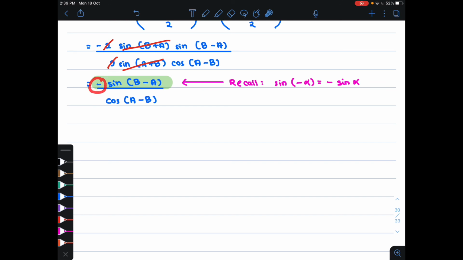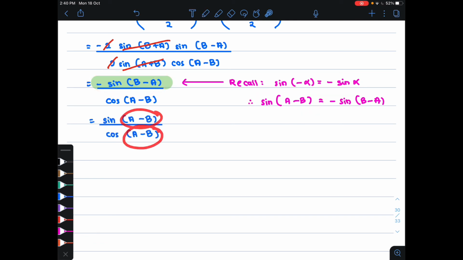Here we have negative, so this means that this can be changed to become the negative angle. Therefore, negative sine B minus A is actually sine negative B plus A, which is just sine A minus B. So this is actually sine A minus B. Since the angle is the same, which is A minus B, therefore sine divided by cos will give you tan. And hence we will get tan A minus B, which is our right hand side, and that is how you show that this identity is true.